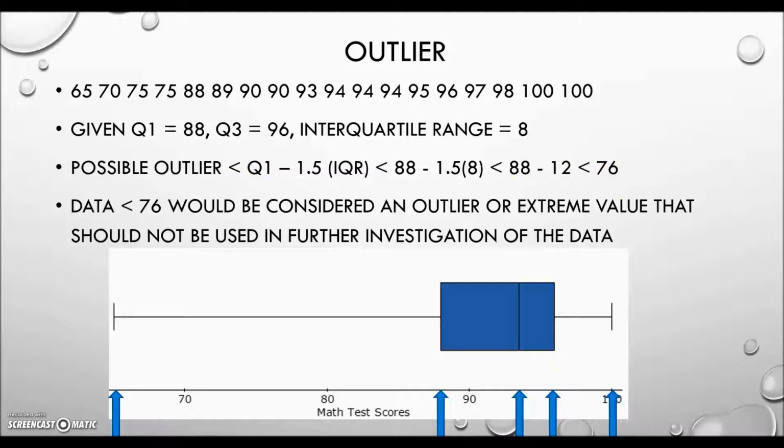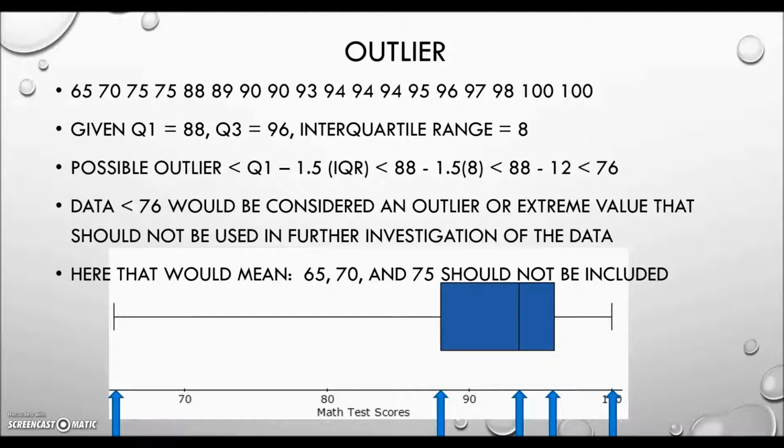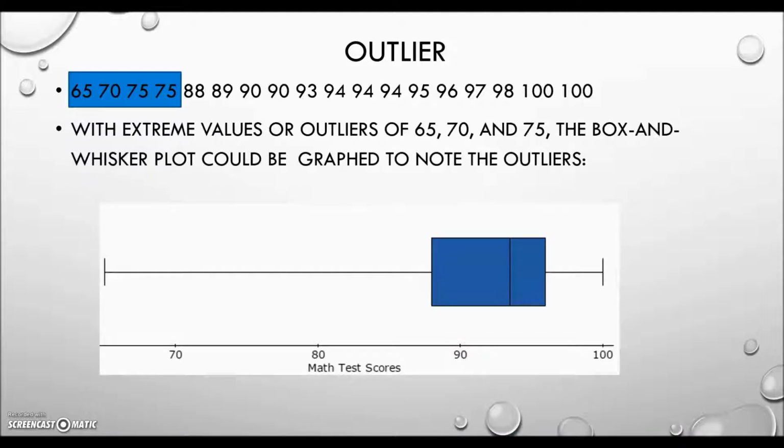And if you look at this data, we have, in fact, 4 values that are less than 76, which is skewing our data and should not be used to determine any decision regarding this data. With extreme values or outliers of 65, 70, and the 275 scores, the box and whiskers plot could be graphed to note those outliers. And notice the change.